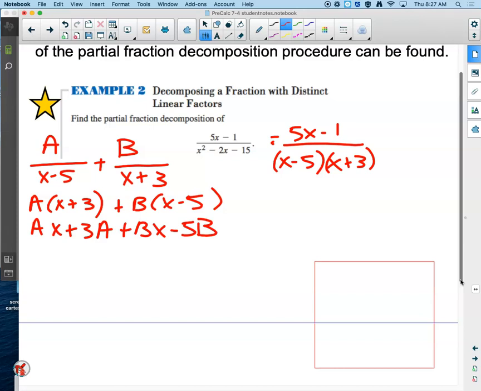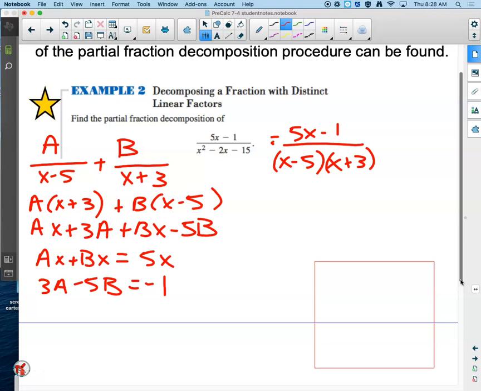Now that was huge. Here's why that was huge. This tells me that when I'm working with the x terms, ax plus bx, I have to get, because remember, this is our prize right here, 5x. That's the only way this is going to work. And my constants here, 3a minus 5b, well, that has to come out to be negative 1, because that's the only way this is going to work.